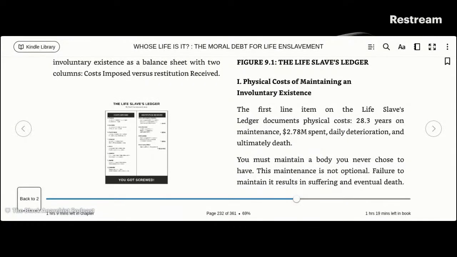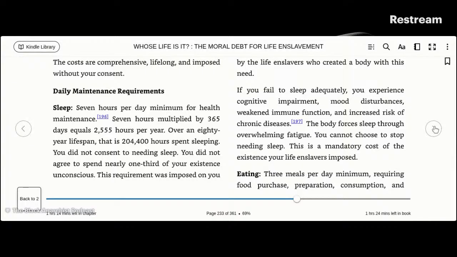The physical cost of maintaining an involuntary existence. The first line item of the Life Slave's Ledger documents physical cost: 28.3 years on maintenance, 2.78 million spent on daily deterioration and ultimately death. You must maintain a body you never chose to have. This maintenance is not optional. Failure to maintain it results in suffering and eventual death. The costs are comprehensive, lifelong, and imposed without your consent.